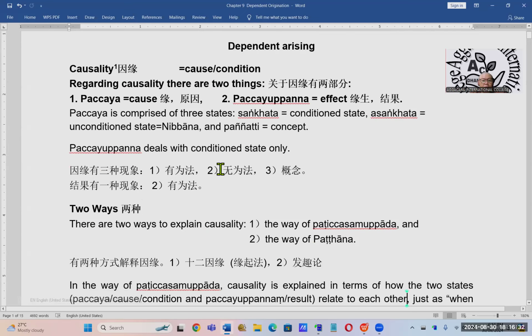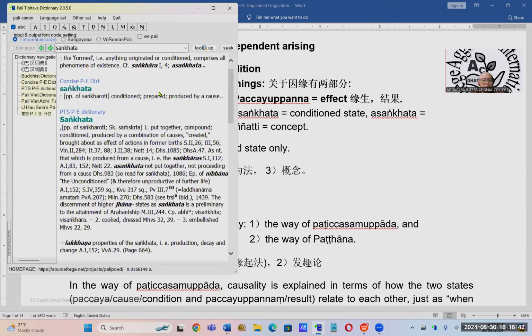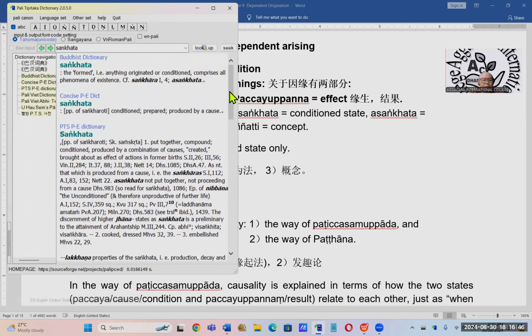Okay, now, so first we have this Sankata. When you come to these Pali words, of course, if you have a dictionary, you just open any dictionary and type it in. It's from the word Sankaroti, a past participle, meaning condition. What is the meaning of condition? Actually, it means that it's produced by the cause. So what does this refer to? Normally it refers to nama rupa, because nama rupa are produced by the cause.